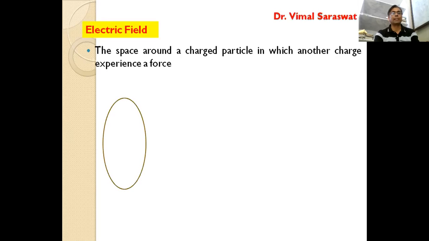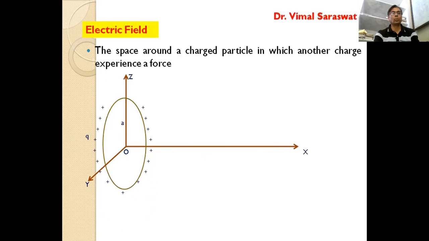So for it we consider a loop of radius a. These are the axes. O is the center of the loop. Now charge Q is given to this loop, so this charge is uniformly distributed over it. Now we want to find the electric field at point P, which is at a distance r from the center of the loop. It means OP is equal to r.